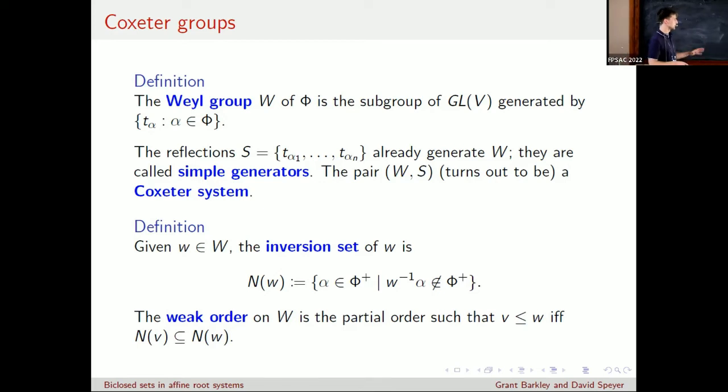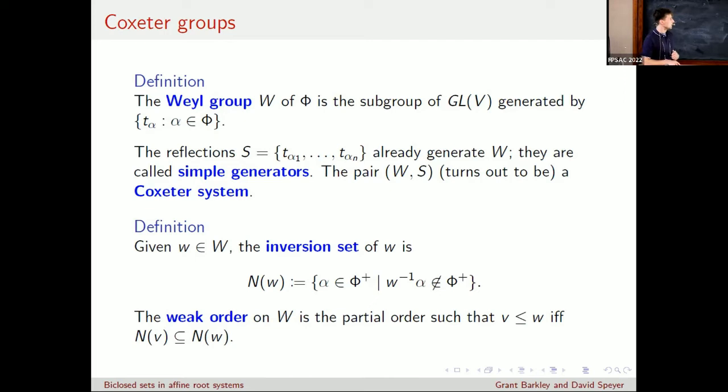But I'm going to try to focus on just root systems because I want to do some pictures and give you some geometry. However, you can do this entire story of biclosed sets using just Coxeter groups. You don't need to involve root systems if you don't want to. You just lose a lot of machinery.